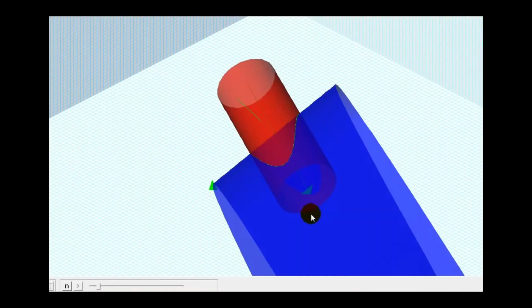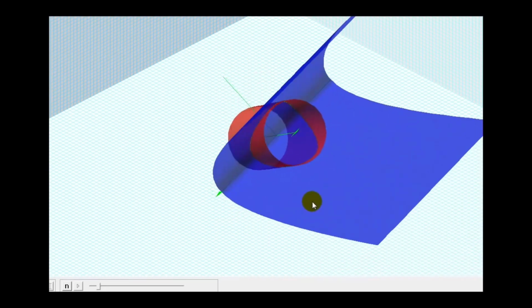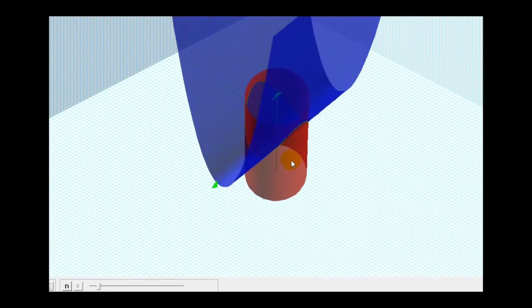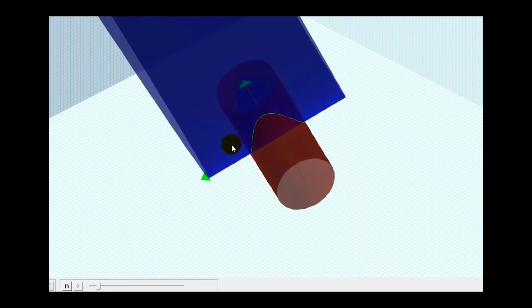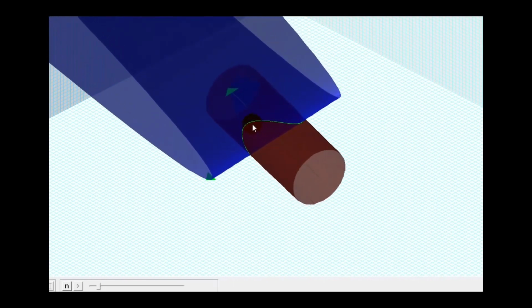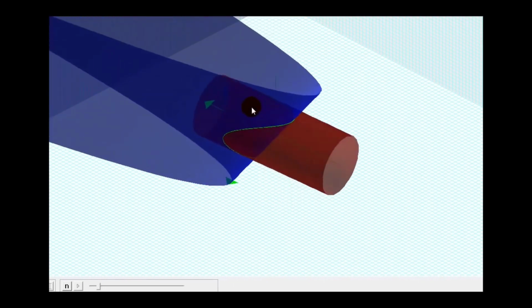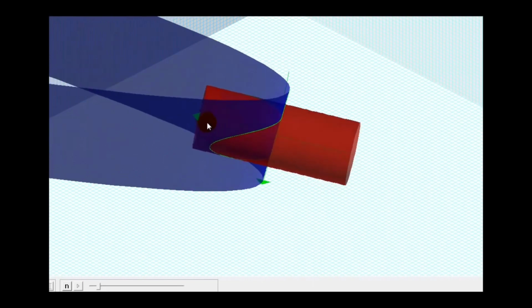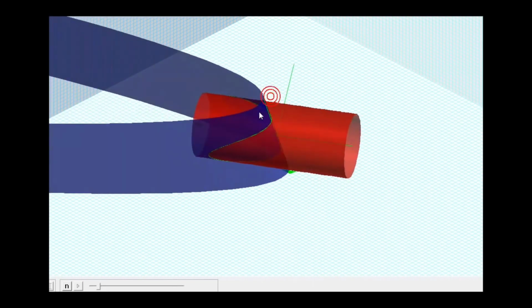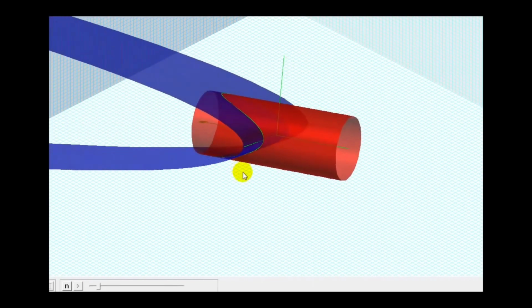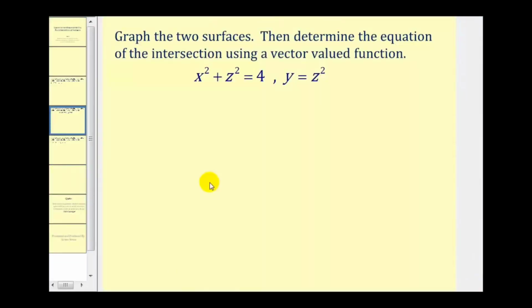Here's the graph of the two surfaces. If we rotate this around, we can see the intersection of these two surfaces is outlined here in green. And our job is to determine the equation of the vector valued function that represents this intersection. So let's go back and do it.